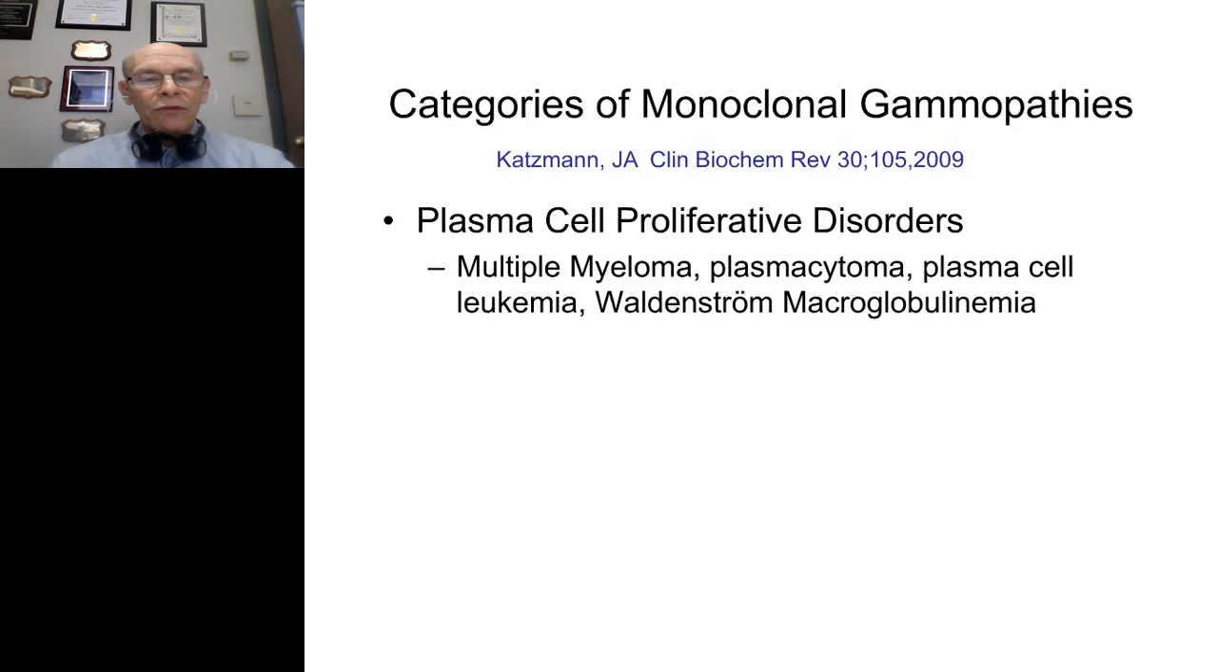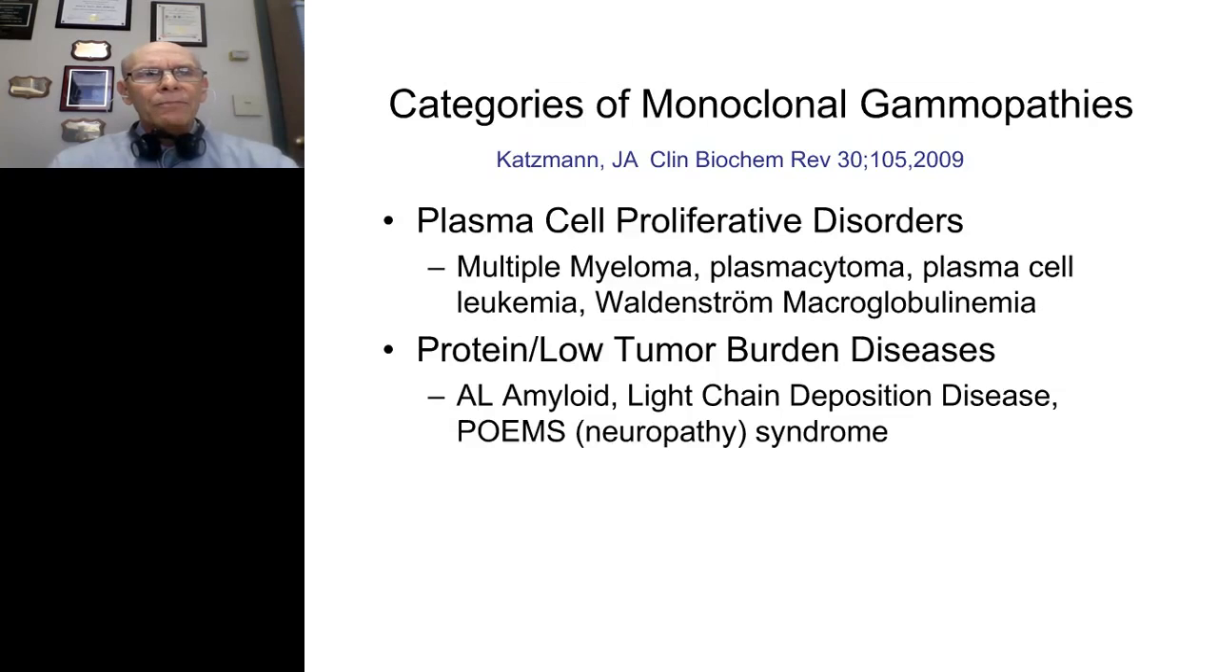Some of these diseases, such as multiple myeloma, are mainly due to the large tumor burden. Others, such as AL amyloid and the others that I've listed here, may have lower tumor burdens but cause damage to many tissues due to the altered forms of the monoclonal immunoglobulin product, termed amyloid.